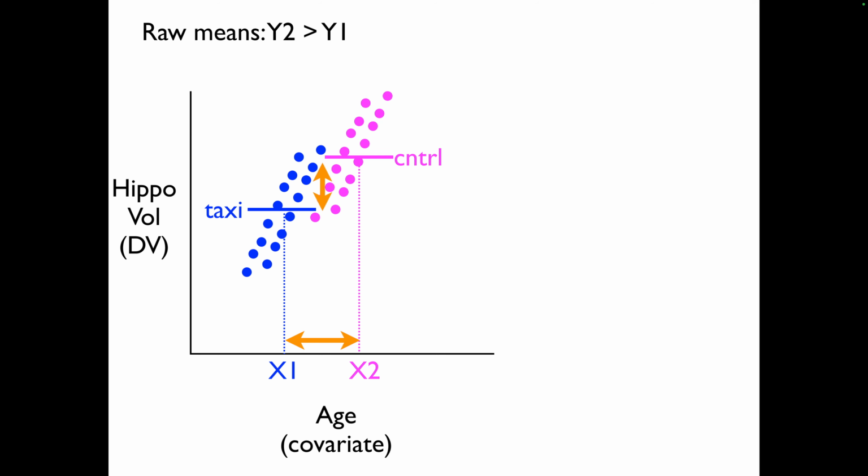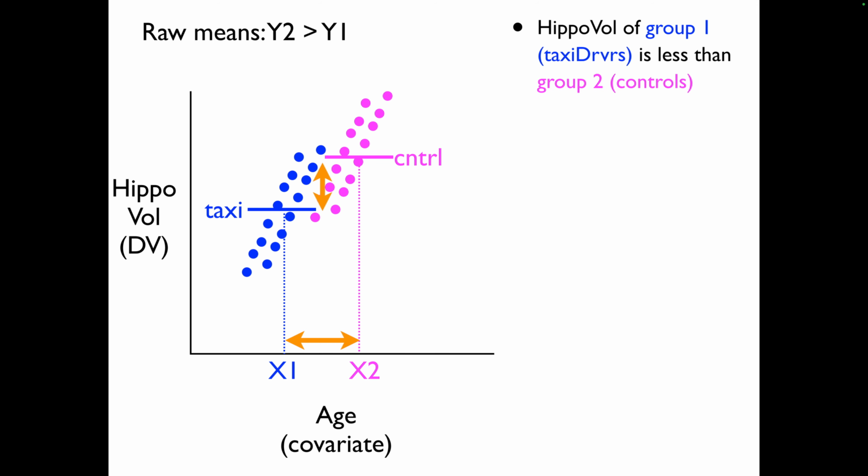Right? So we've got a pre-existing difference on the covariate. We have an intuition that the covariate's related to the dependent variable. And we have a difference on the dependent variable. And so now we want to kind of untangle that difference in the dependent variable. Is it due to the manipulation, taxi driver versus control, or is it due to the covariate difference in age?